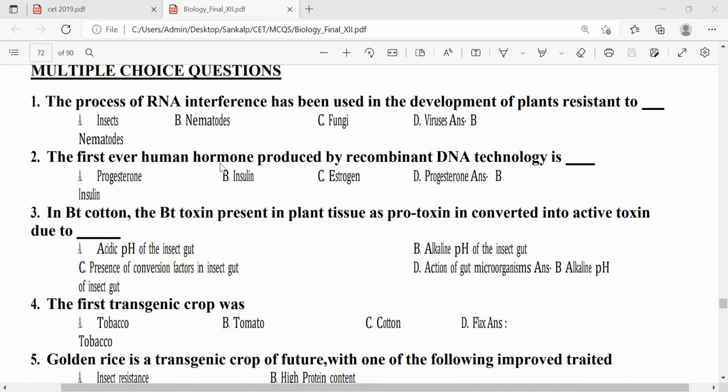The first transgenic crop was option A, tobacco, option B, tomato, option C, cotton, option D, flax. Transgenic crop. So that is tobacco. Okay. Now here, let me wait and let me discuss that. So Bhairesh wants the rDNA, that is recombinant DNA technology concept.